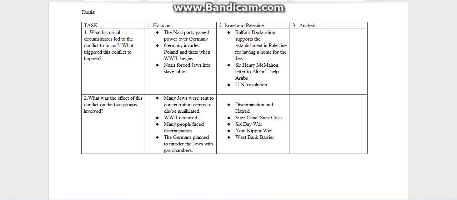And the second part of the task is what was the effect of this conflict on the two groups involved? So, in the Holocaust, many Jews were sent to concentration camps to die and be annihilated. And World War II occurred, many people faced discrimination, and the Germans planned to murder the Jews with gas chambers.